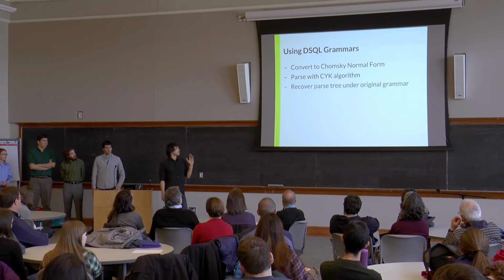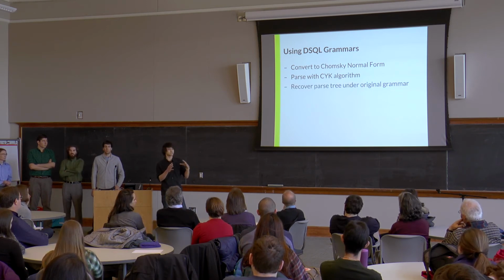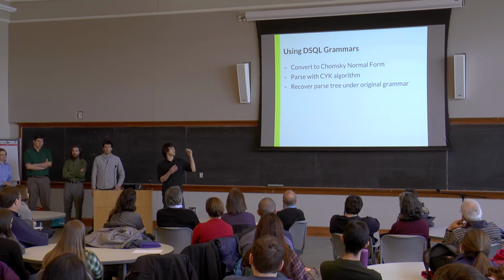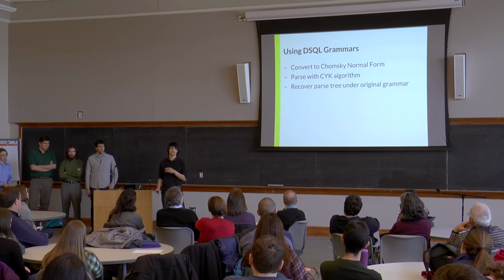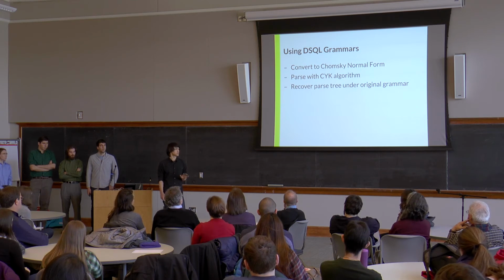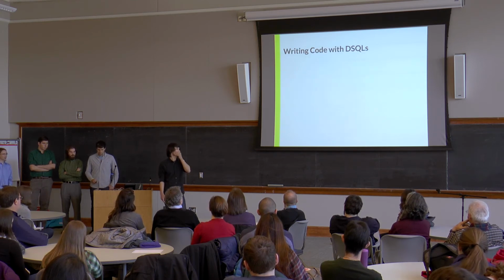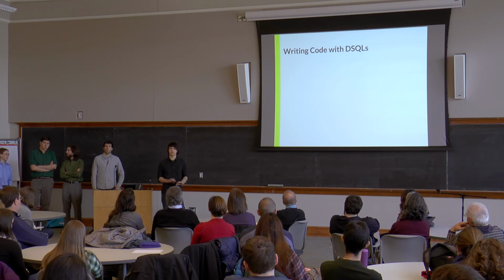And finally, we convert that parse to a parse tree, which is under the Chomsky normal form grammar. We have to take another step to convert it to our original grammar so that we have the labels that we are expecting, which are the labels that we wrote our original grammar with. And this is going to be very helpful for extracting semantic information. So the real advantage here is that all of that NLP code is common among all services.